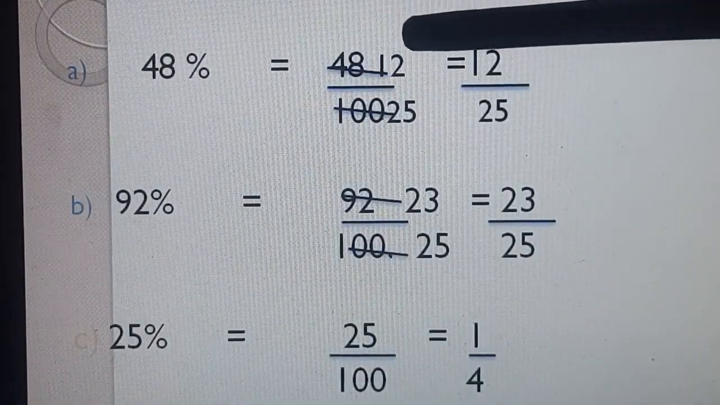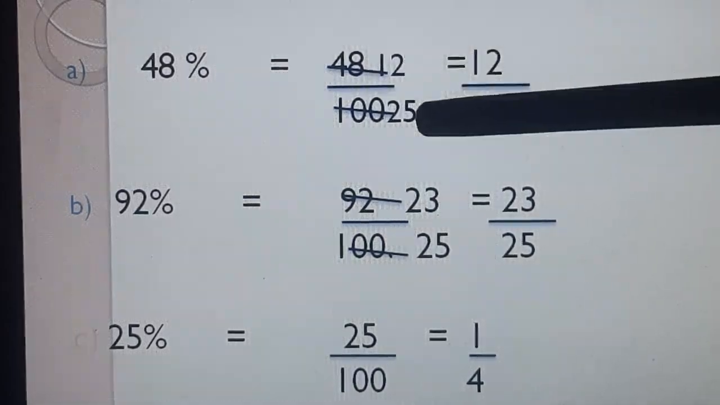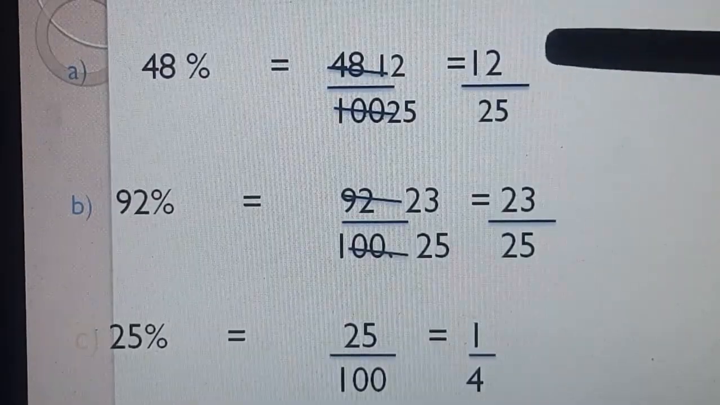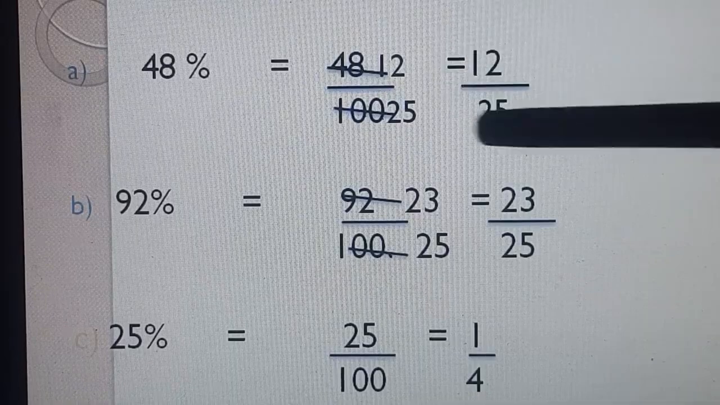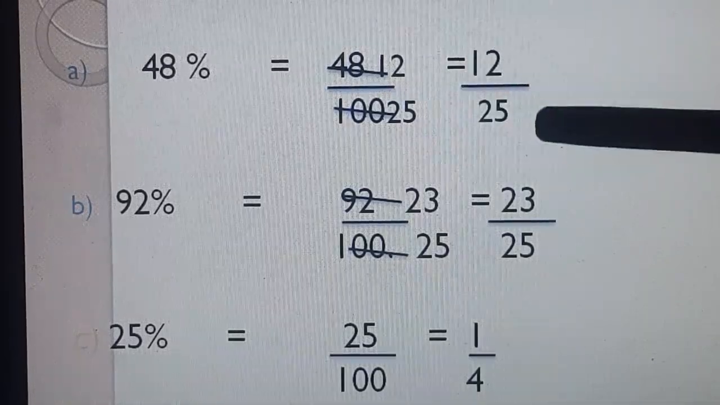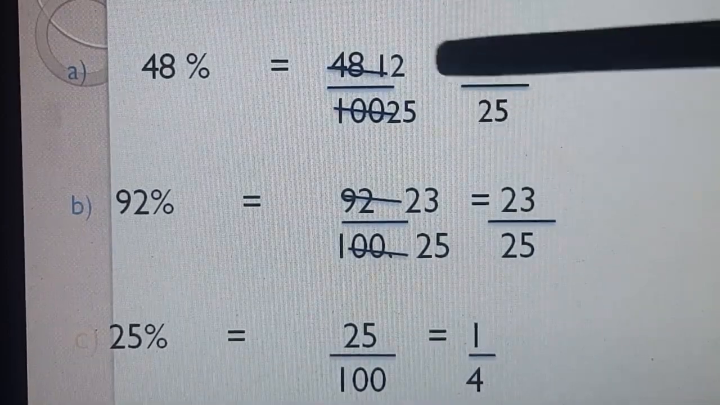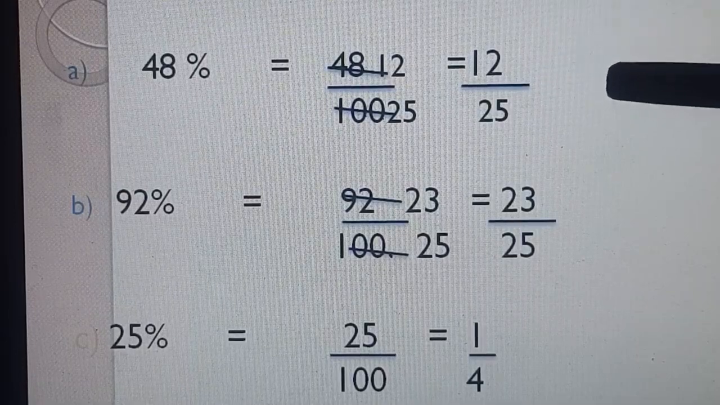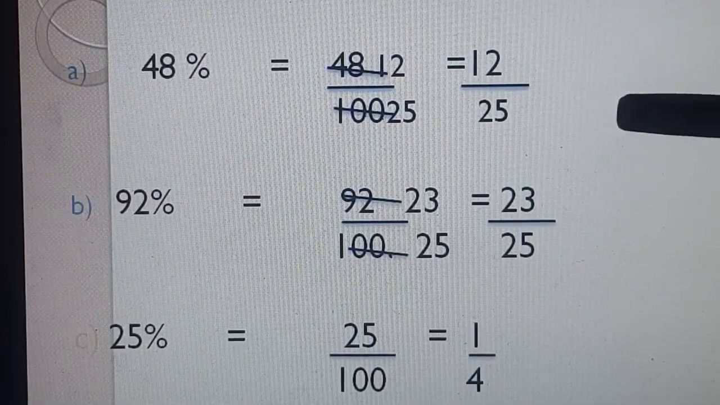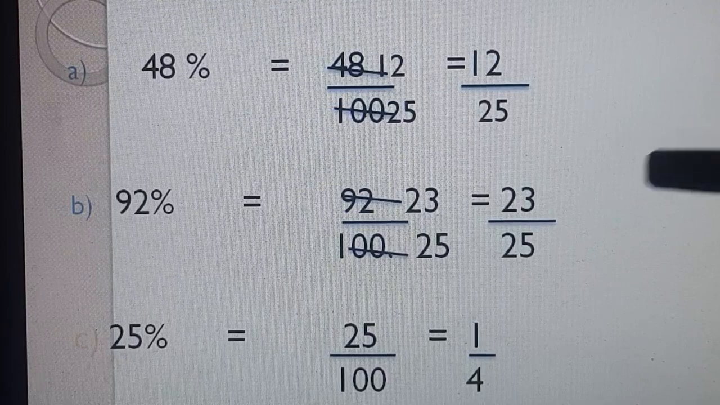4 ones are 4, 4 twos are 8, 4 twos are 8, 4 fives are 20. So 12 upon 25. Now no more cancellation is there. So this is our lowest form, 12 upon 25. And check it, it is in proper fraction form. If it is improper, then definitely we have to convert it into mixed fraction. अगर हमारा lowest term में आंसर improper है, then we will do division and we will find mixed fraction.